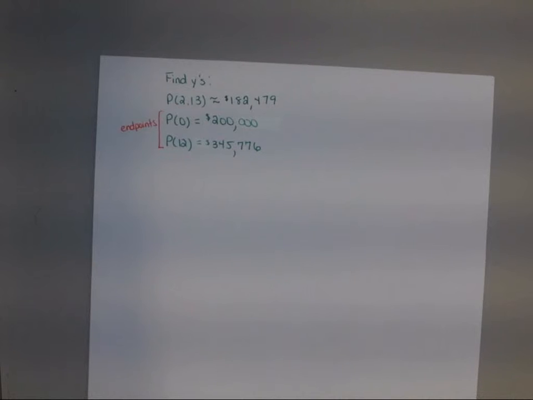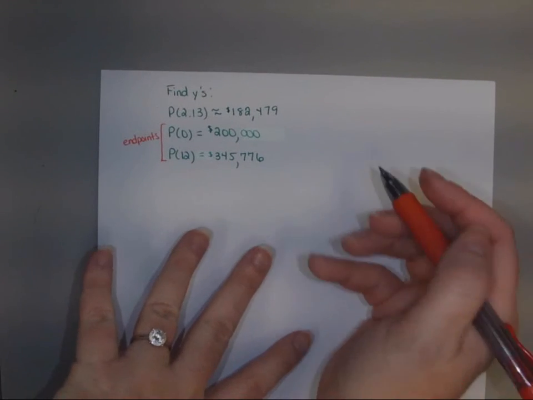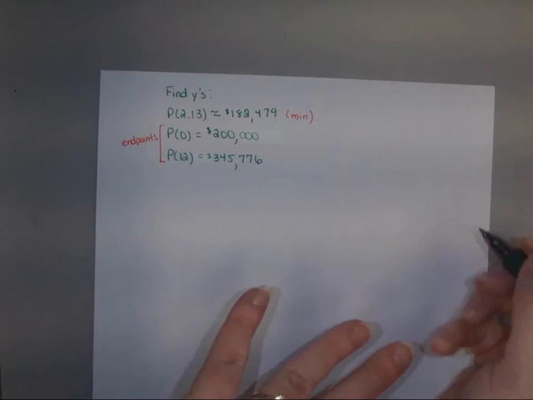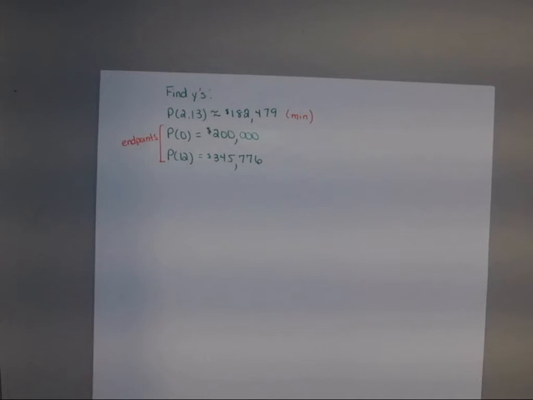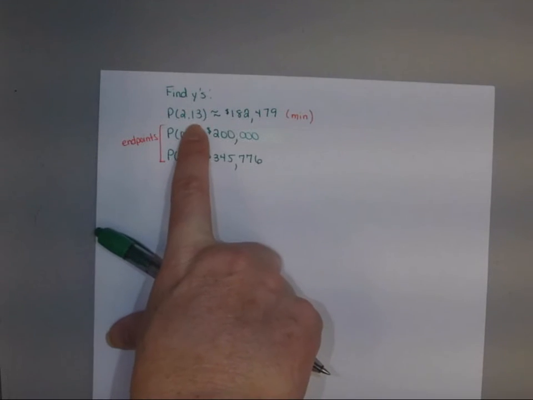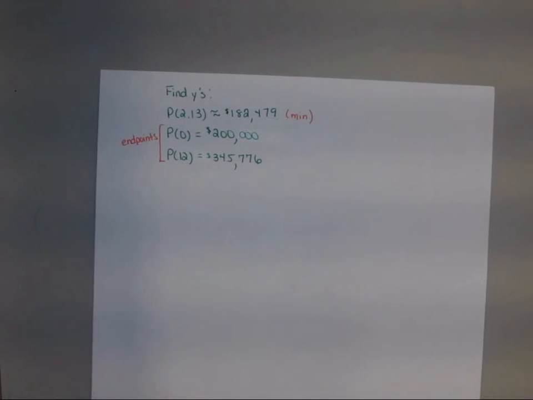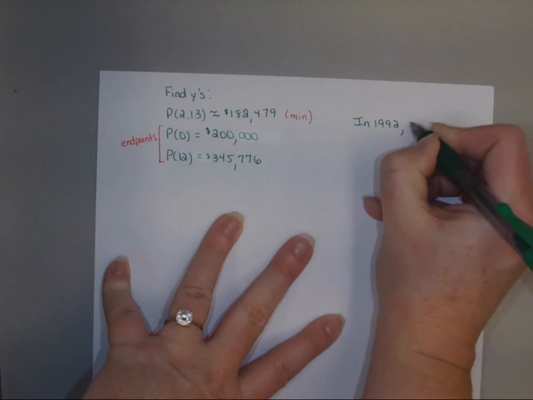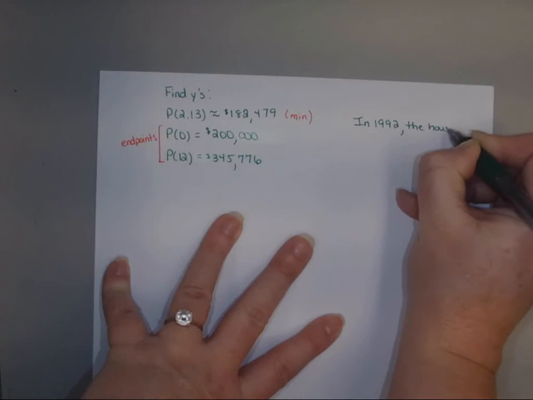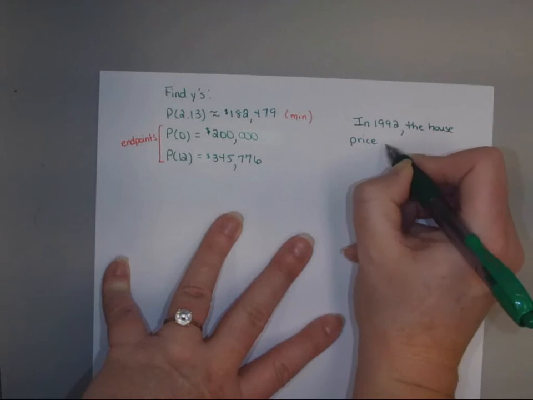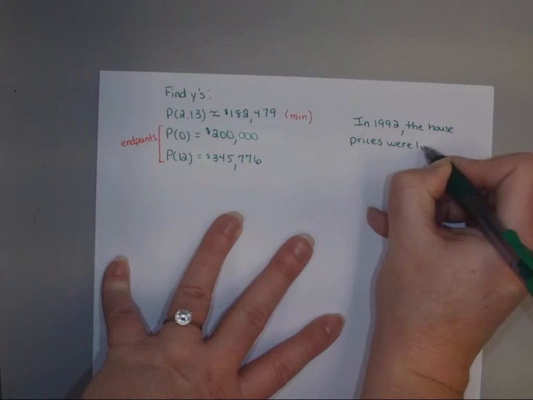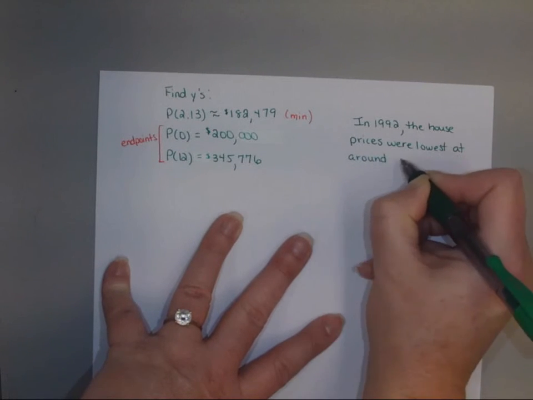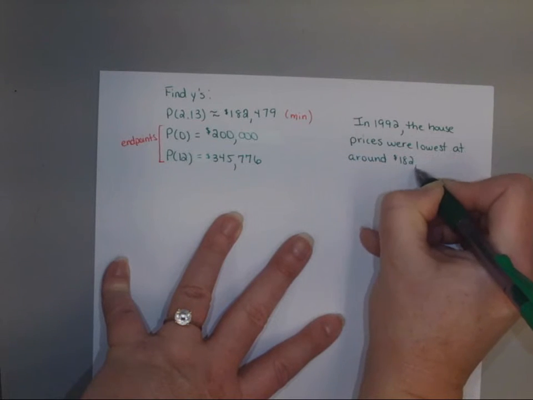So which one, what are we looking for, by the way? The min, right? So here's the min. If you were to write a short little sentence, what would you say? The lowest. So what year are we talking about? It's 2.13, so that's somewhere in the year what? 1992, okay? So in 1992, the house prices were the lowest, at around 182,479.